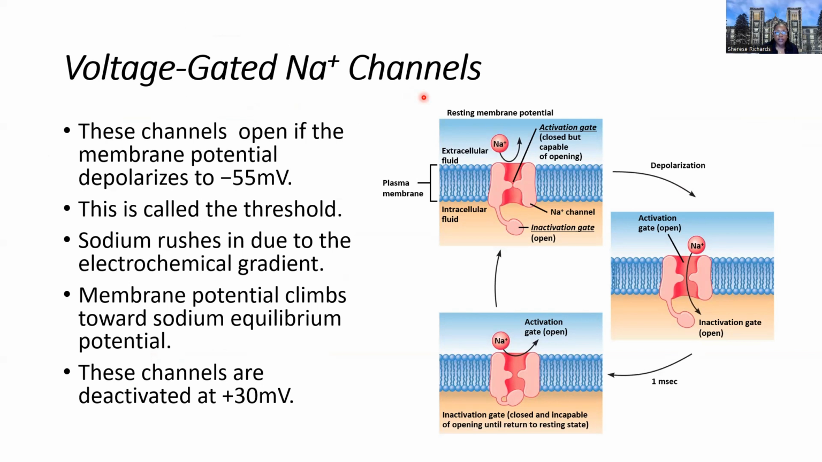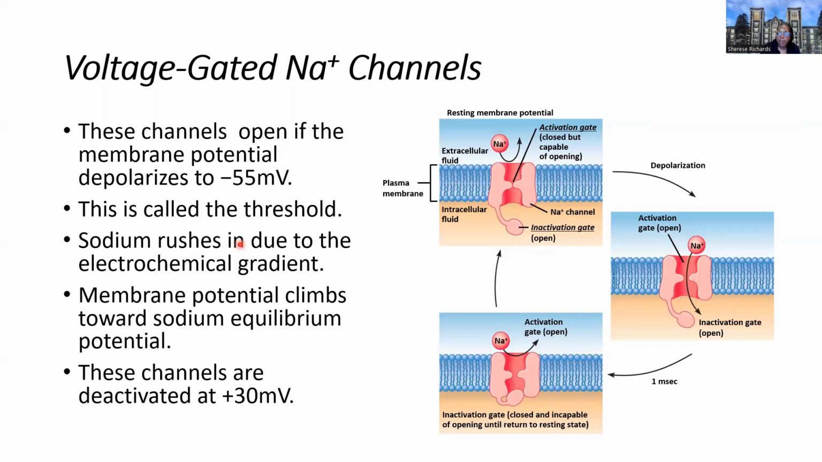So when we think about a sodium voltage-gated channel, it's going to have two gates and two states. These channels are going to open up when the membrane potential is depolarized to -55 or beyond, right? We can have a stronger graded potential that takes us beyond -55, but this is the threshold value that must be met. Sodium is going to rush into the cell according to its electrochemical gradient. In other words, it's ECDF. Remember, it has a strong current into the cell.